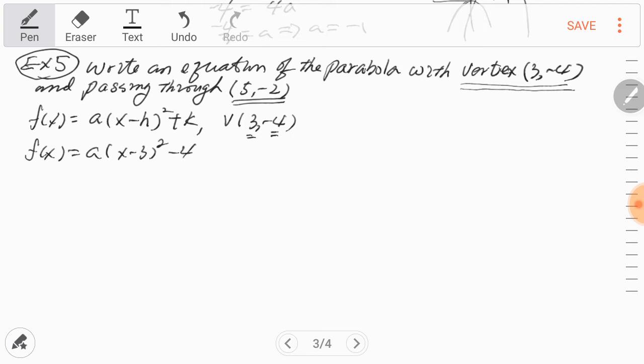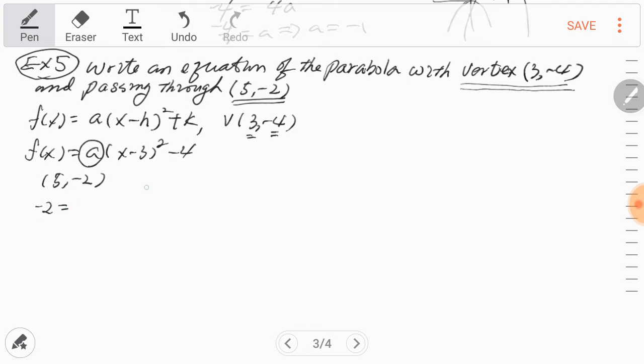And then find the leading coefficient a. So how to find this a? Use the other point that is given. So which one is given? 5 and -2 is given. So x is 5, y is -2.